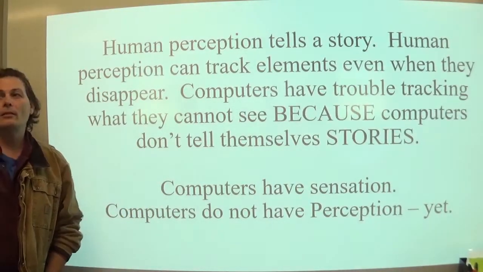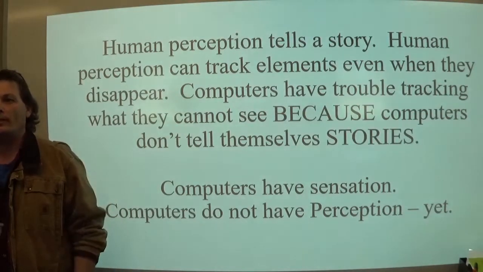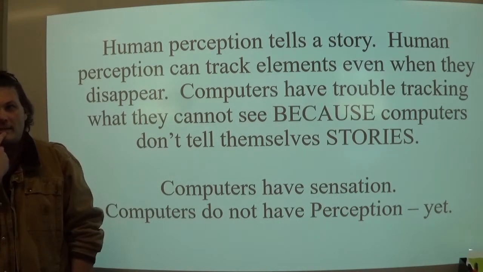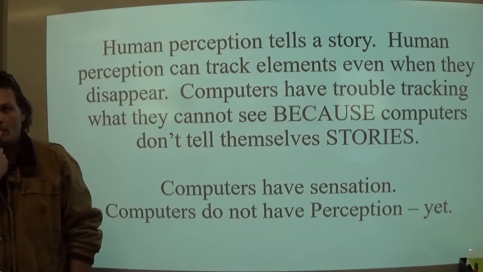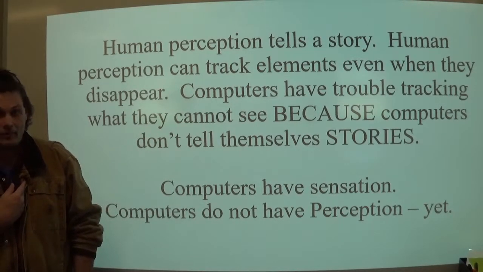Human perception, the brain, tells us a story. The brain puts together this story. And human perception can track elements even when they disappear, which is something computers are having a really hard time to do. Computers have sensation. Computers do not have perception yet.